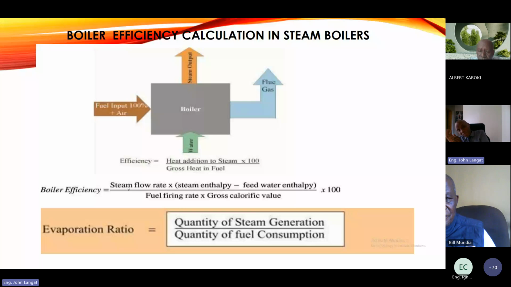Steam enthalpy, you'll get it from the steam tables. You look at the operating pressure. Let's see if it's 9 bar. I think the best thing is, let me go to the next slide. No, the steam table was somewhere here. I should have put it before here.